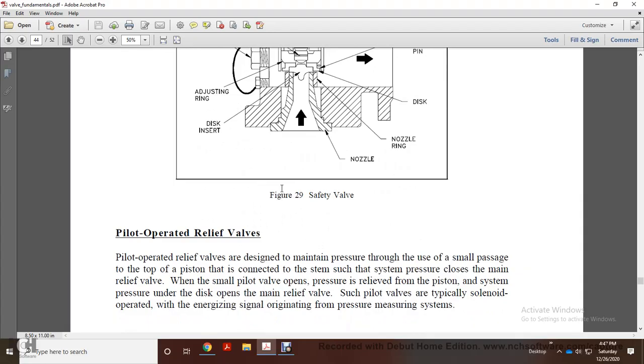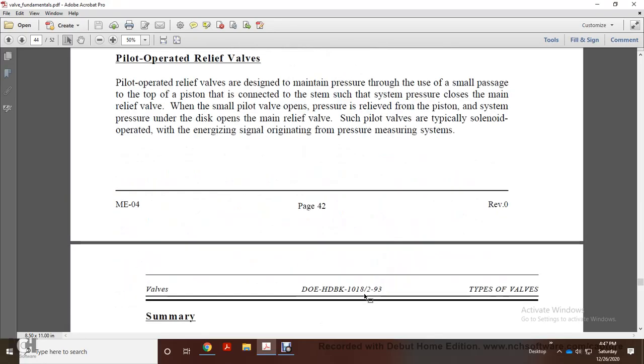Alright, pilot operated relief valve. The pilot operated relief valve is designed to maintain pressure through a small passage to the top of a piston that is connected with the stem. System pressure closes the main relief valve, and a small pilot valve opens to let the pressure leave from the piston, so system pressure under the disc opens the main relief valve. These pilot valves are typically solenoid operated, with an electrical signal originating from the pressure measuring systems.